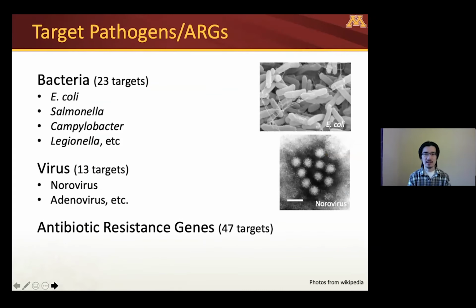The target pathogens and antibiotic resistance genes include E. coli, Salmonella, Campylobacter, Legionella, etc. There are a total of 23 targets. For viruses, we targeted waterborne human pathogens such as norovirus, adenovirus, etc. In addition to pathogens, we quantified antibiotic resistance genes, 47 targets. ARGs are an emerging contaminant of concern. So that's why we included these in this study.